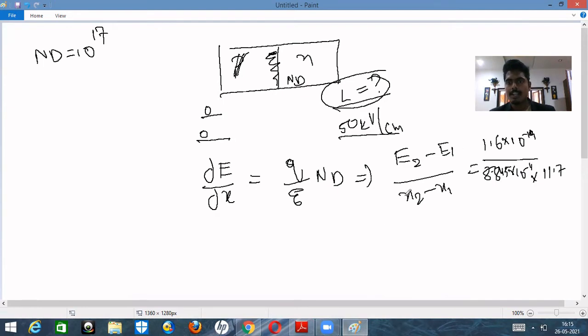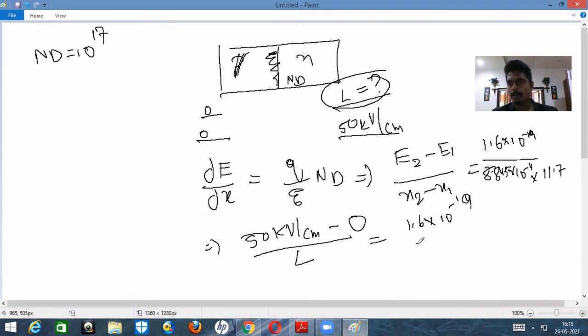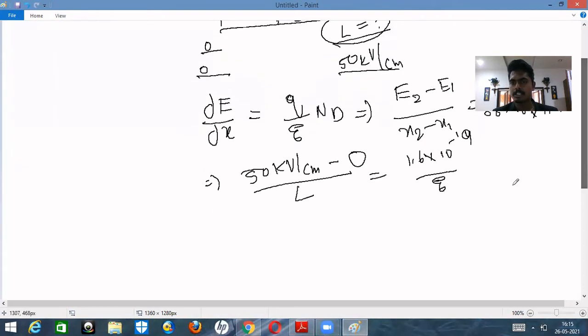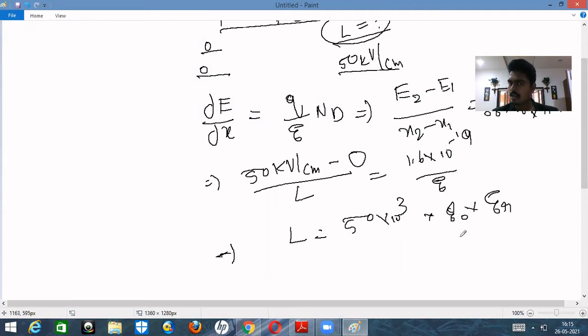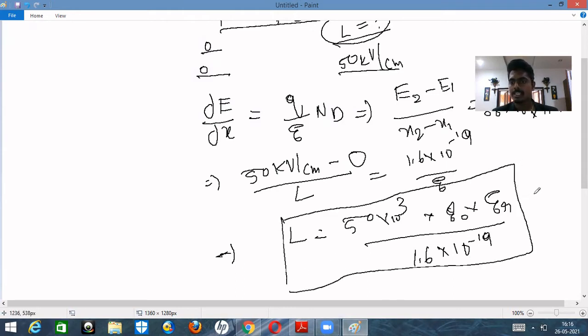Okay, so this is the thing. What is E2? E2 is nothing but 50 kilovolt per centimeter, minus electric field E1, which is 0 volt per centimeter, divided by x2 minus x1, which is L minus 0, nothing but L, is equal to 1.6 into 10 power minus 19 upon epsilon, right? So we substitute the epsilon value. That implies we need to find the value of L. So L is equal to 50 kilo, that is 50 into 10 cube, into epsilon, which is epsilon naught into epsilon r, divided by 1.6 into 10 power minus 19. So this is nothing but the value of the length in centimeters simply.